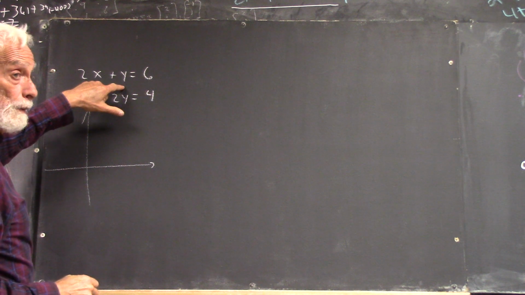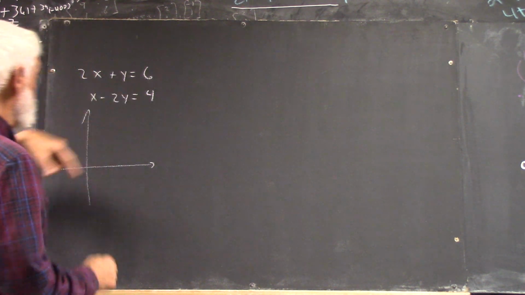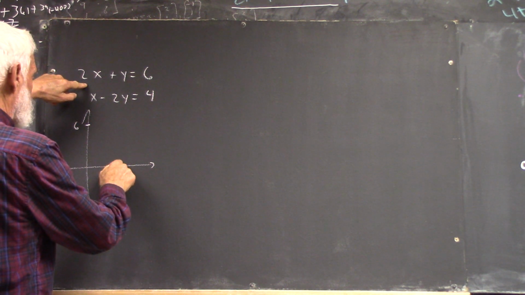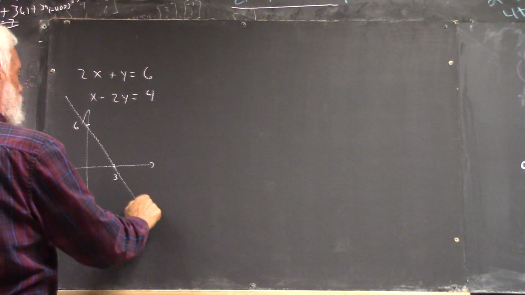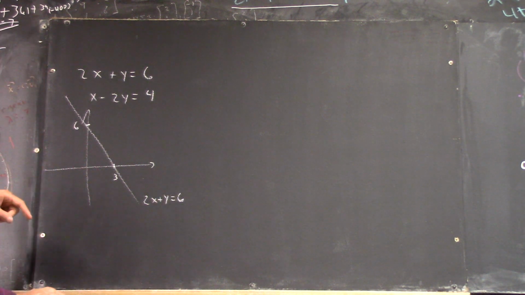we can graph this equation. We can graph this equation. You can see from this form that the y-intercept is 6, and the x-intercept of this is 3. So the first equation does this. So this is 2x plus y equals 6.